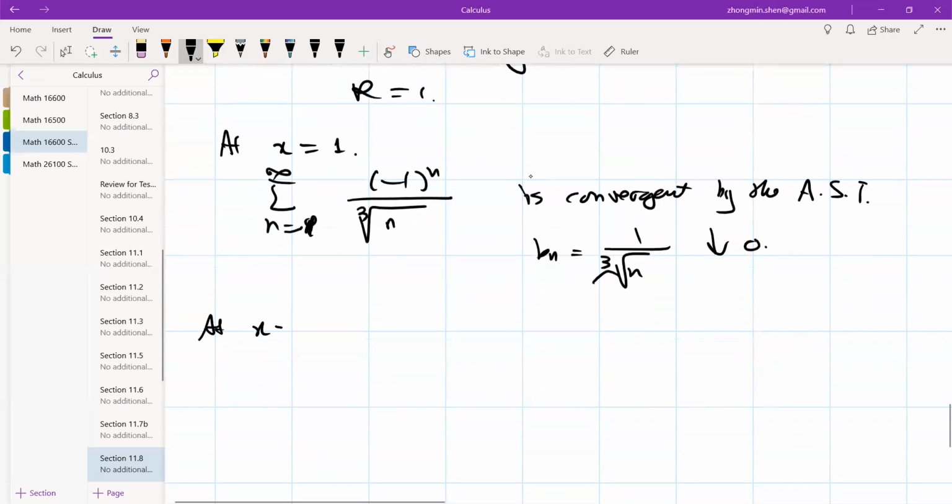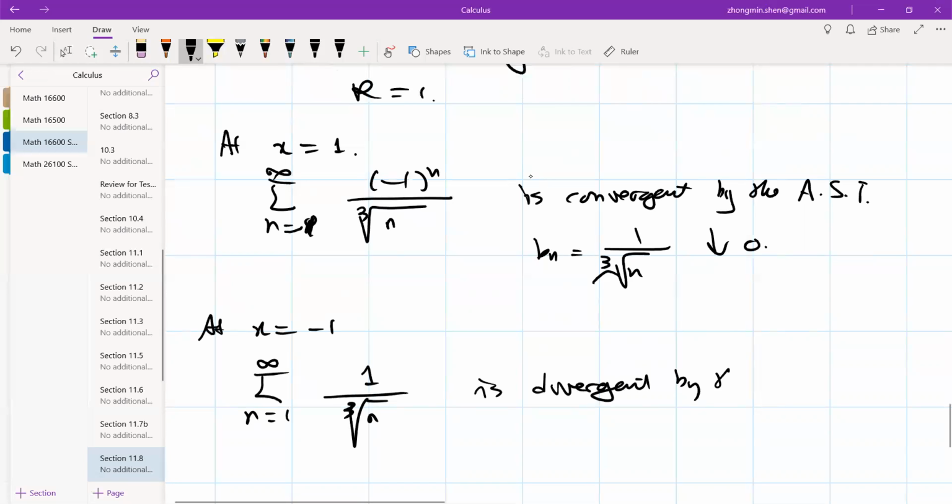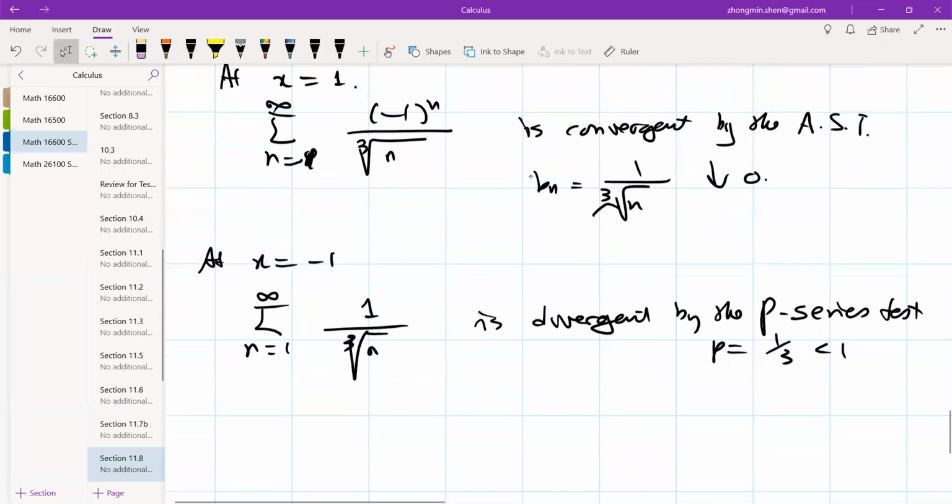At x equals -1, the series becomes just positive 1 in the numerator, and this is divergent by the p-series test, p equals 1/3. So now, for what x is the power series convergent? For x between -1 and positive 1, but including positive 1.